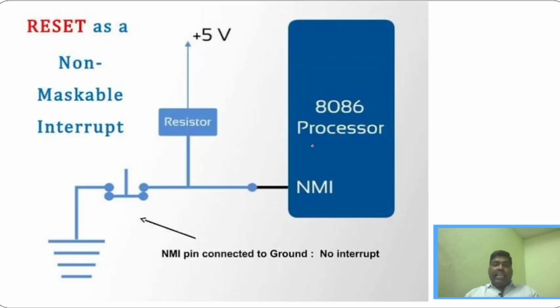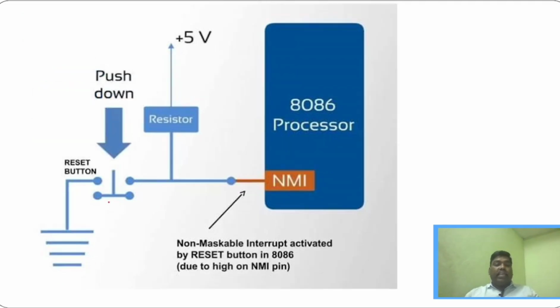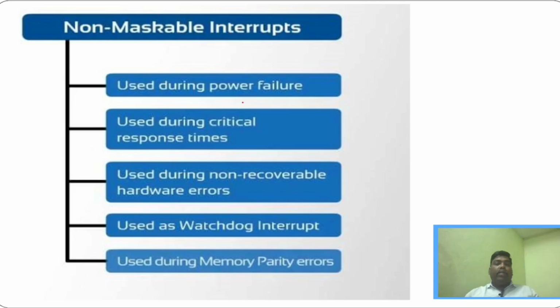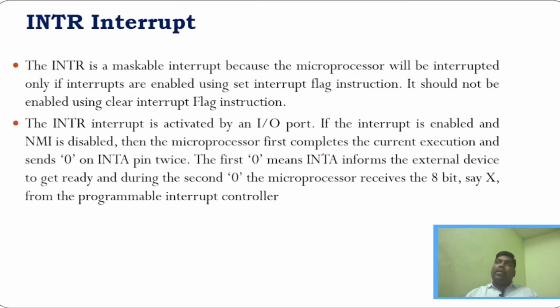And as I said, NMI will happen only if it is free from ground. If it is connected to the ground, then there is no interrupt, right? And whenever there is a reset and it is removed from ground, then the NMI interrupt will happen, right? And what are the conditions for NMI to happen? During power failure, during critical response time, non-recoverable hardware errors, watchdog interrupt, and memory parity errors. In all these conditions, the non-maskable interrupt will happen. And whenever it happens, it will go to the 8 location, serve that particular interrupt subroutine and come back, right?